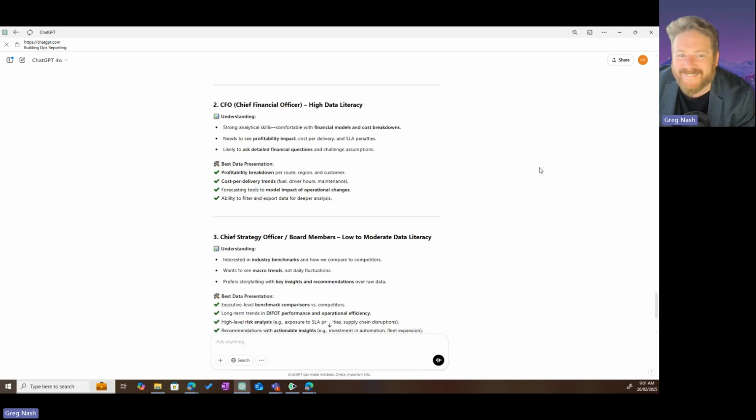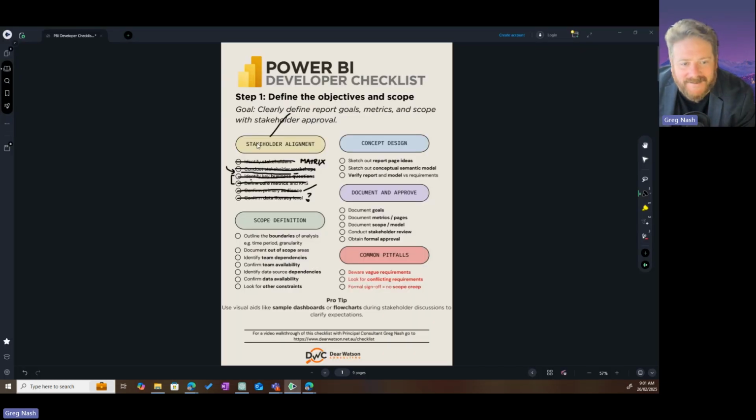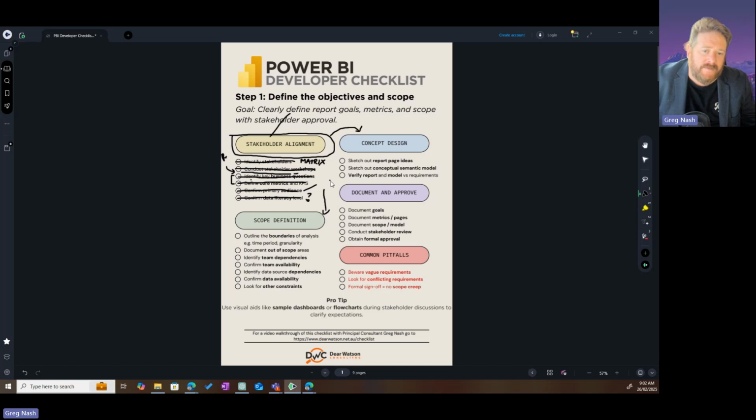Anyway, that's the first stage of the Power BI checklist. I've got a little addition here to make around process, but this is all about stakeholder alignment, getting everybody on the same page of what we are building. And you can see just how deep just one of these steps can be if you're really getting into it. This feeds concept design. It also feeds our scope definition. So it has to be done before we can do any of this other stuff. So stakeholder alignment is going to be a massive piece of the puzzle.